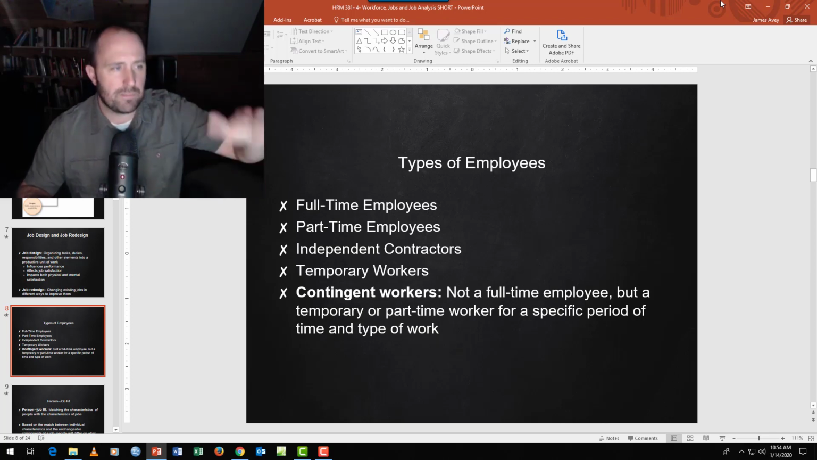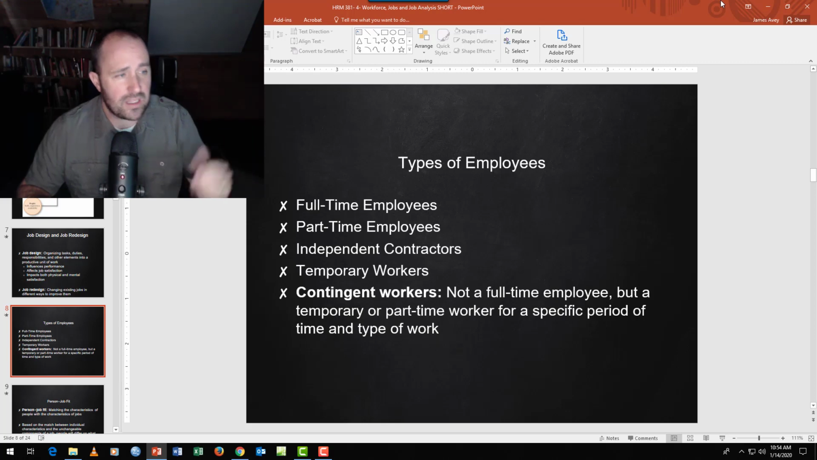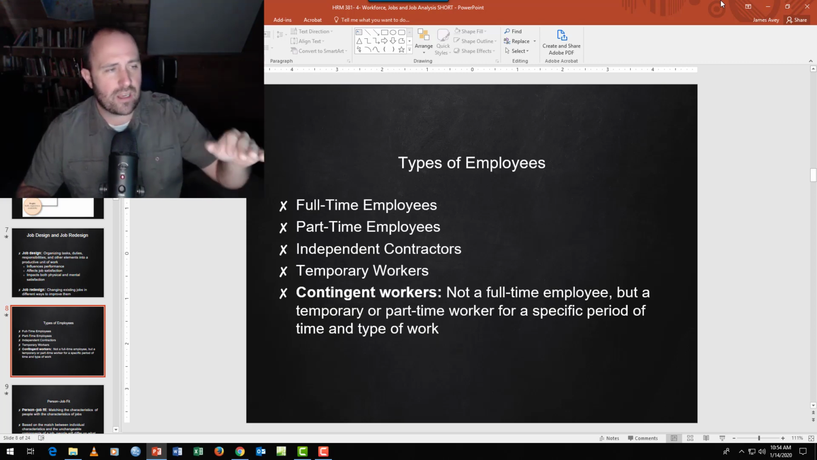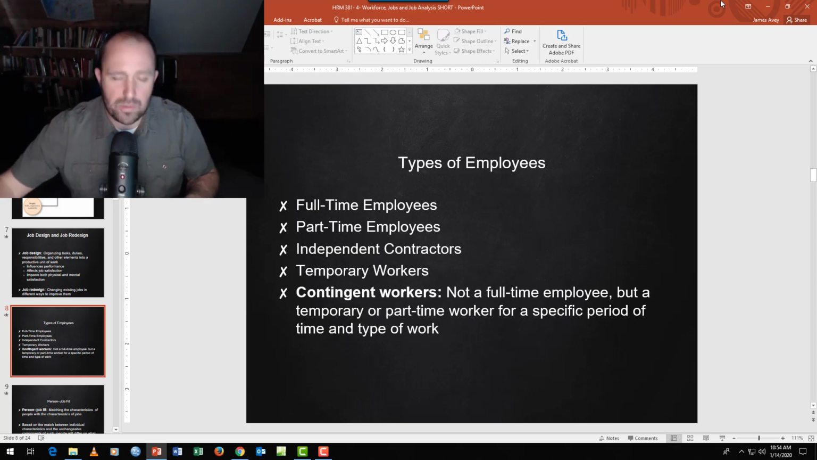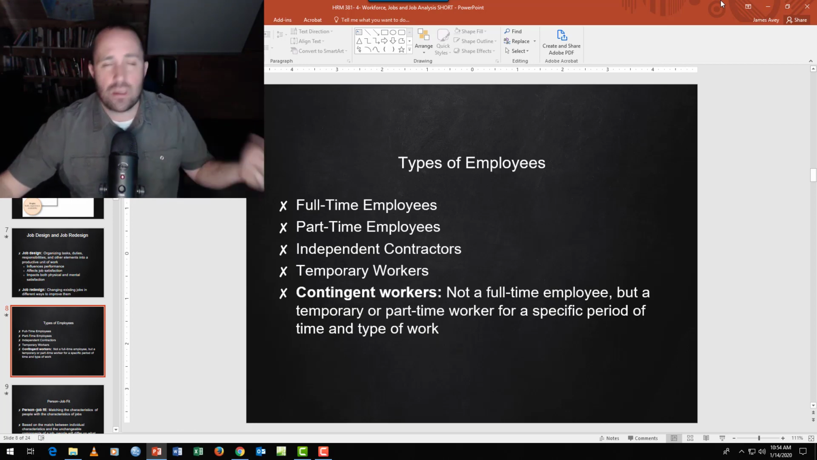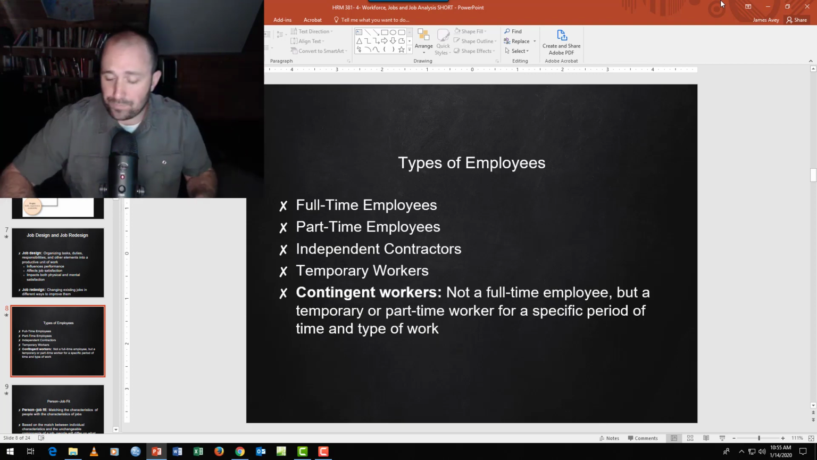Contingent workers can be kind of all of them. Contingent workers are usually thought of as being independent contractors or temporary workers, but it means that their employment status is contingent on something. They're not a direct full-time employee.